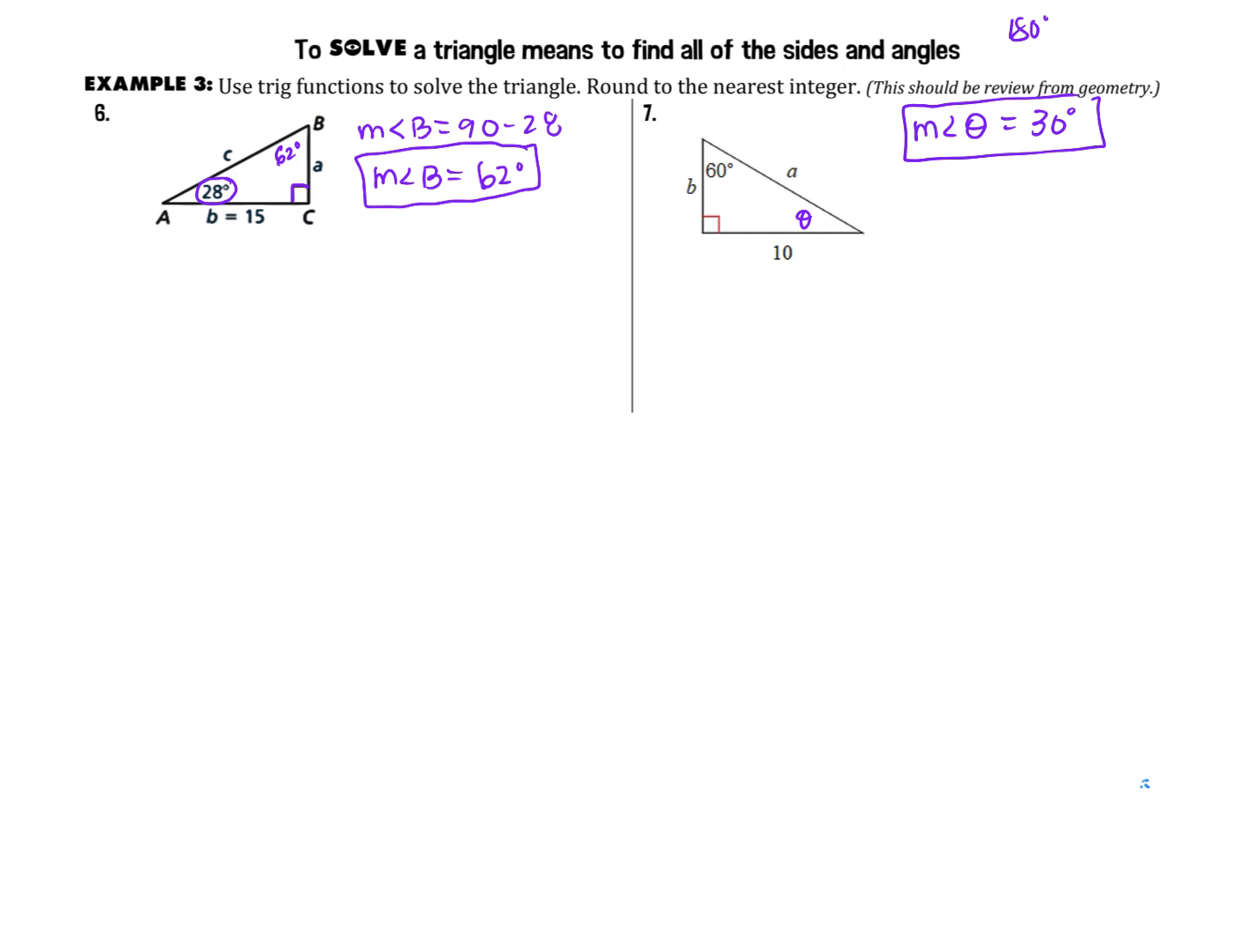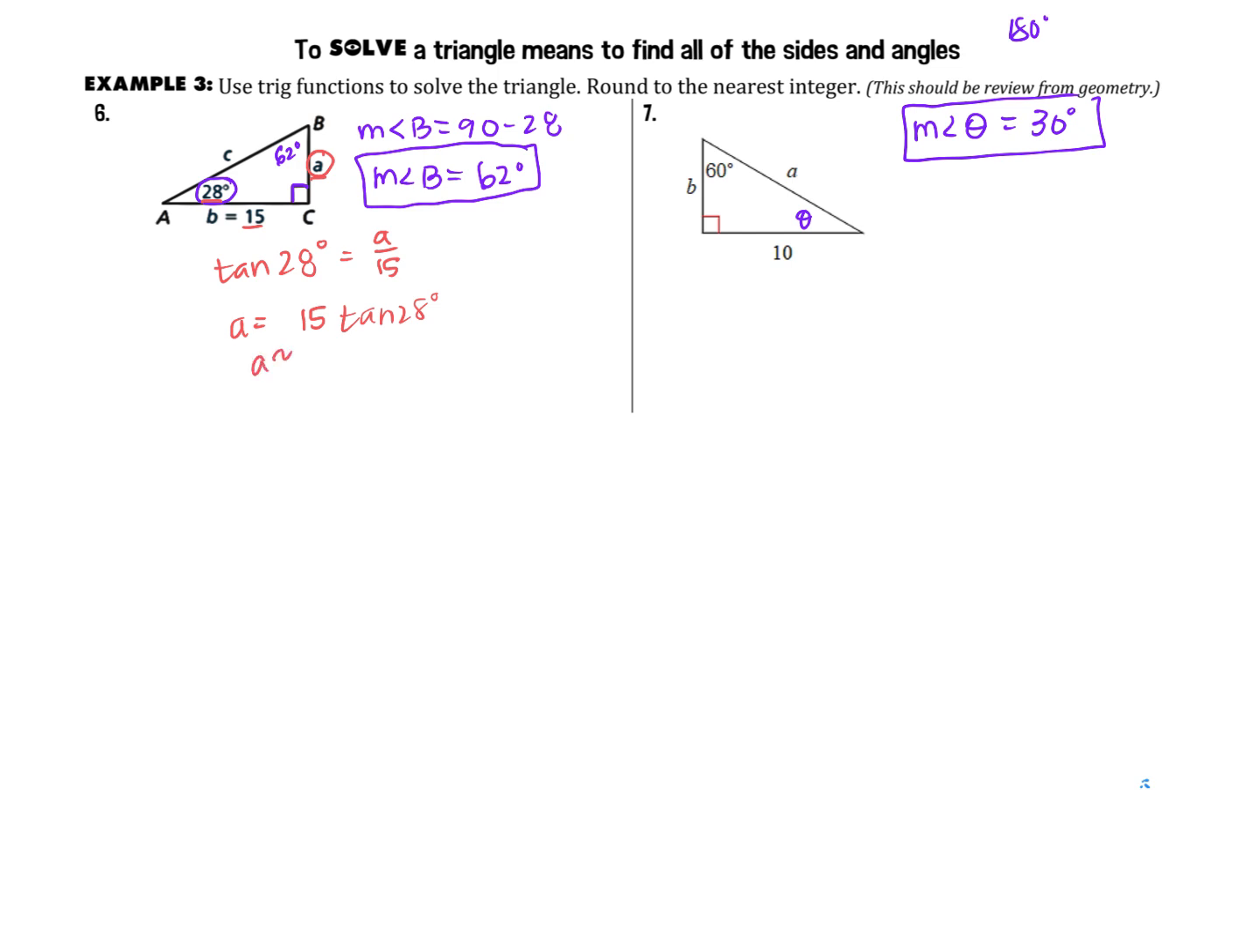So I like to set up trig functions where the variable that I'm solving for is not in the denominator. So when I look at trying to find A here, I'm thinking that I could probably use tangent, because tangent of 28 would give me A over 15, which means that A would be my only variable. So tangent of 28 degrees is going to equal A over 15, which means that A is going to be 15 times the tangent of 28 degrees, which I can grab my calculator for.